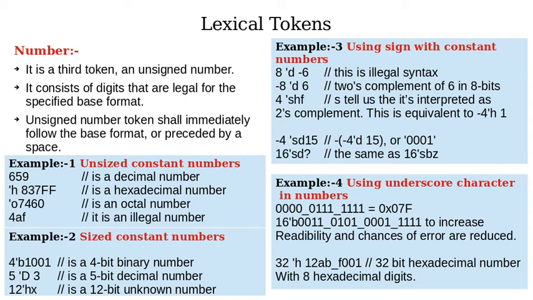Similarly, we can use the S character. S tells that this is interpreted as a 2's complement number, and this is equivalent to minus 1. Similarly, in example 4, we can use underscore characters in numbers. Underscores are ignored by Verilog, so they are used to increase readability so that the chances of error are reduced.